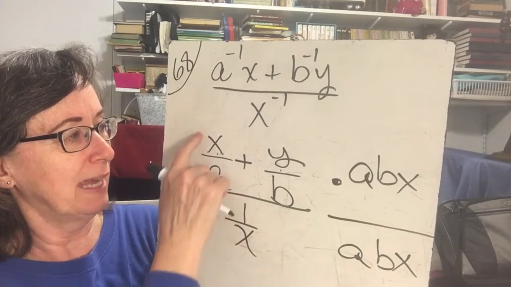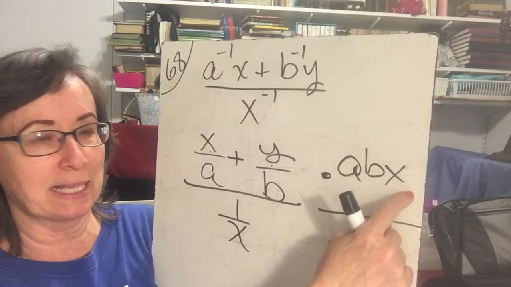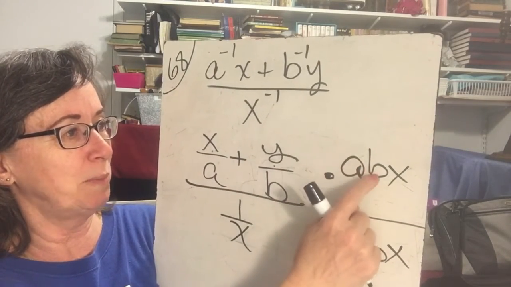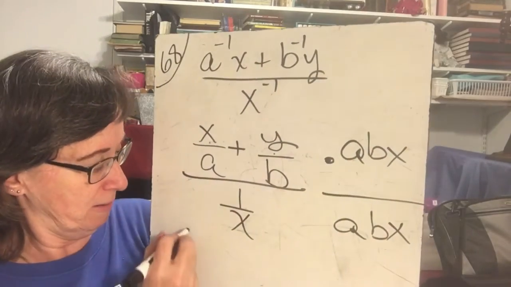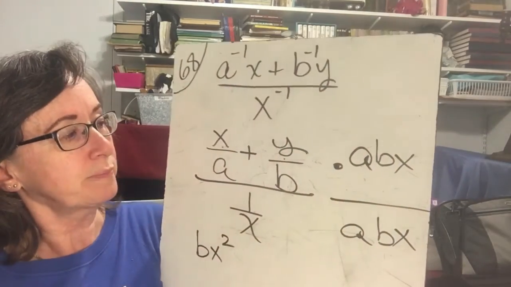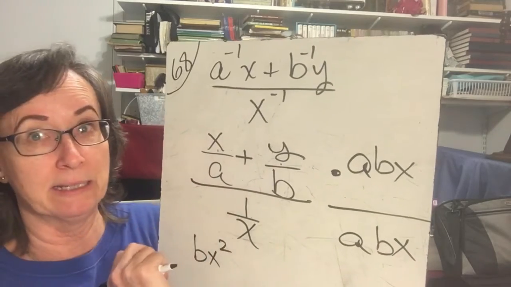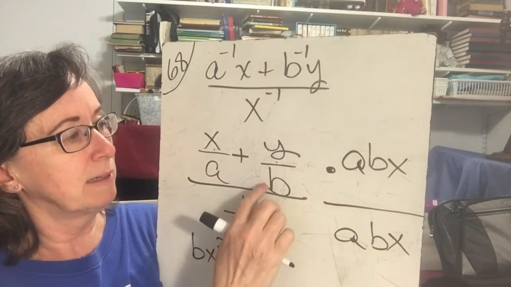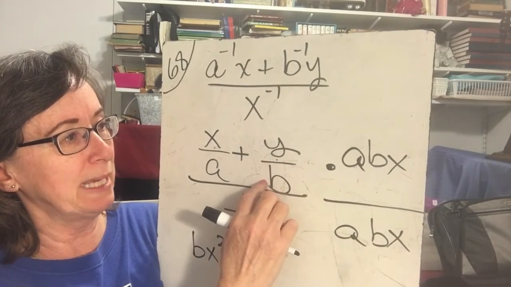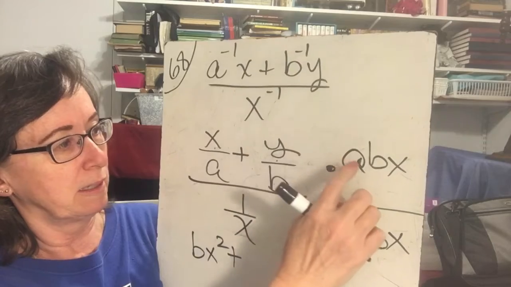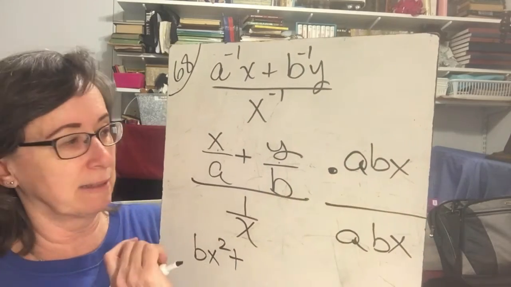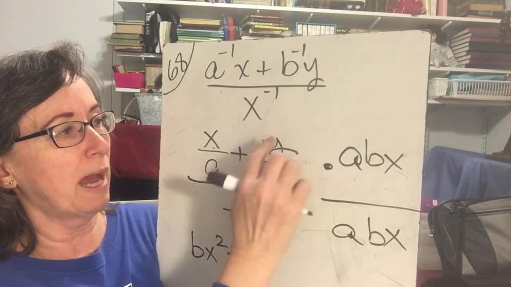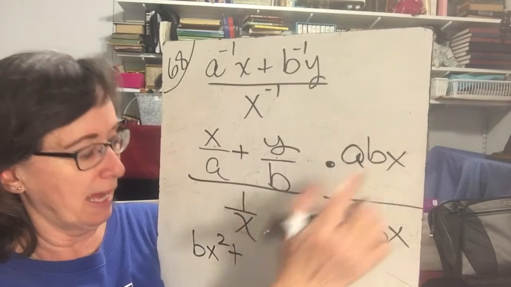So now, X over A times ABX. Won't the A and the A cancel? So wouldn't I get BX squared? And then the A would be gone. Now I'm going to do the same thing with this one. Plus, now Y over B times ABX. Won't the B's cancel? And I'll get AYX.